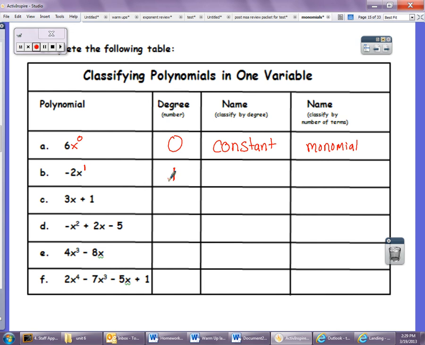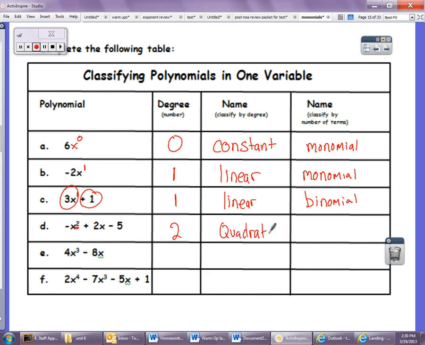And there's one term, so it's called a monomial. This is a first degree, x to the first power. So first degree is linear. And there's one term, so that's also called a monomial. Once again, x to the first, so this is a first degree. It's also linear. And there's two terms, so binomial. Here's one term, here's a second term. Highest degree is 2. 2 is a quadratic. And there's 1, 2, 3 terms, so that's trinomial.